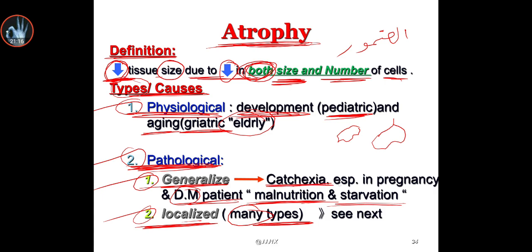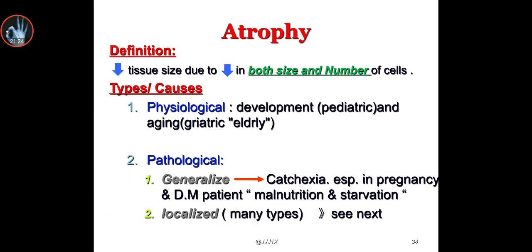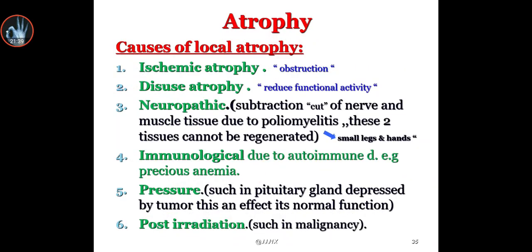الكاتاكسي especially in pregnant women، يعني في المرأة الحاملة. So in the next slide we will talk about the localized atrophy، يعني الأتروفي أو الضمور اللي بيحصل في منطقة معينة. And the causes of the localized atrophy, there are many causes، يعني عندنا عدة أسباب اللي بتسبب الضمور اللي يكون في جزء معين من جسم الإنسان.